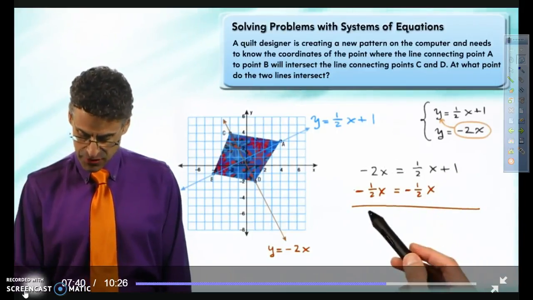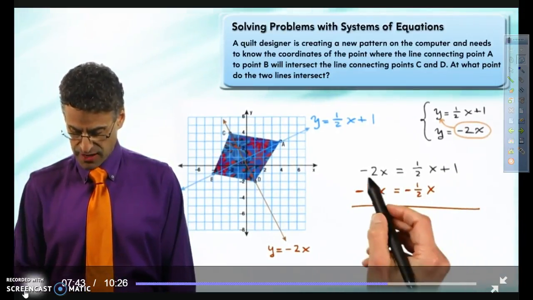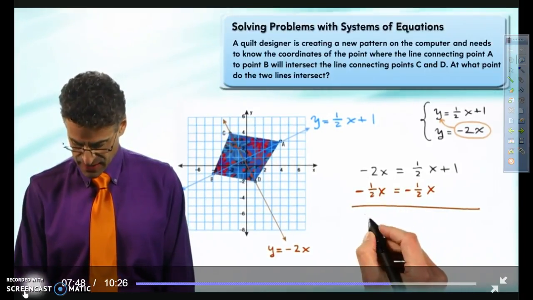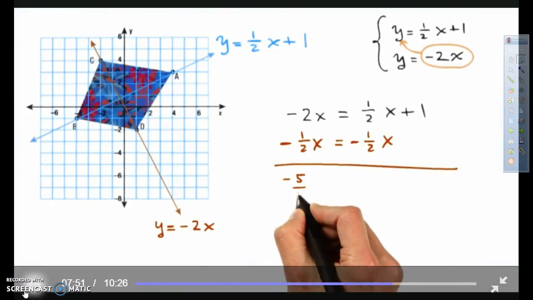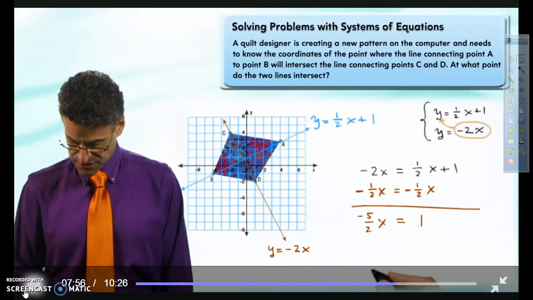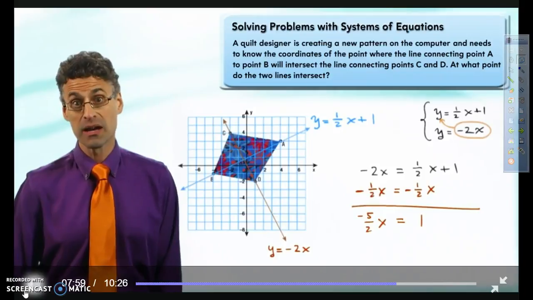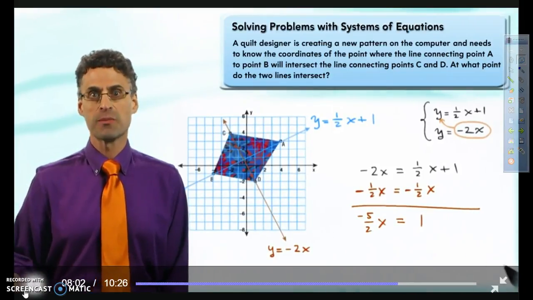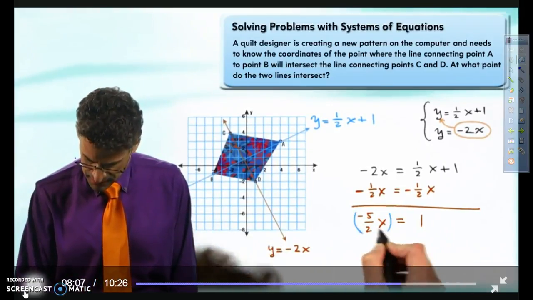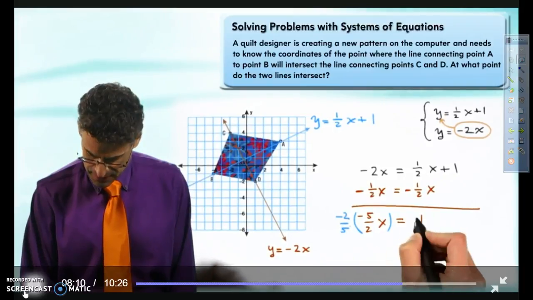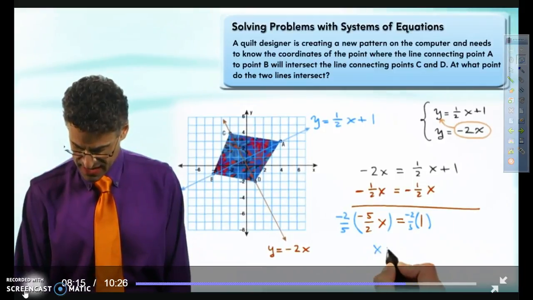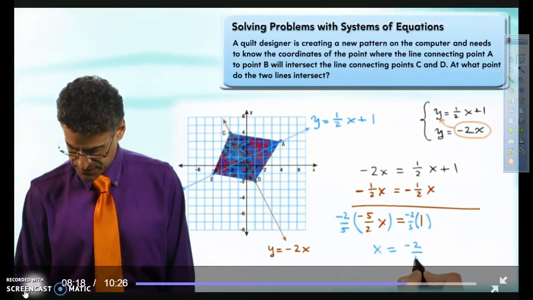Okay, now on this side, what do we have? So here I see -2x, and then I'm subtracting another 1/2 x. So that's -4/2 x minus 1/2 x is -5/2 x. So I see -5/2 x on the left, and on the right, these simplify to 0. I'm just left with a 1. And so how do I undo the multiplication by -5/2? I multiply both sides by -2/5. So on this side I see times -2/5, and on this side I see -2/5 times 1. That's going to be easy. This simplifies to just x, and this simplifies to -2/5.